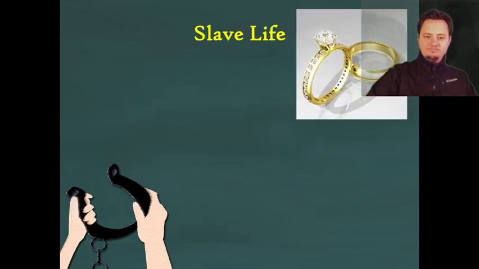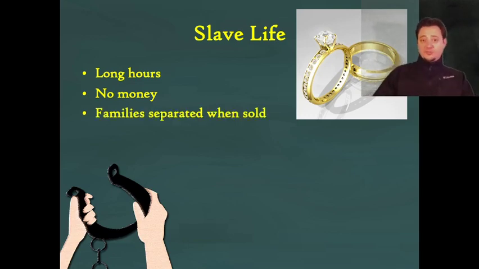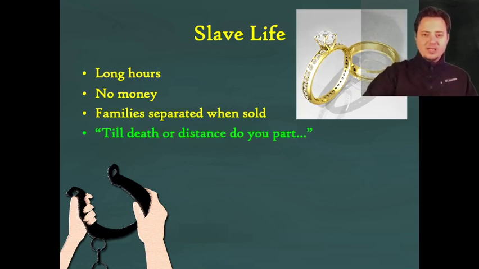The last thing I want to talk about today is slave life. Not only did you work long hours, but you didn't get paid for it. There was no compensation. The only thing your owner had to provide for you was a roof over your head and enough food to barely survive. Families were often separated, so when husbands and wives got married, they added a part to their vows where instead of just saying till death do us part, they said till death or distance do us part, because often a husband and wife would be separated, and their kids would be separated from them.